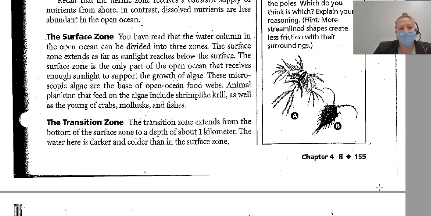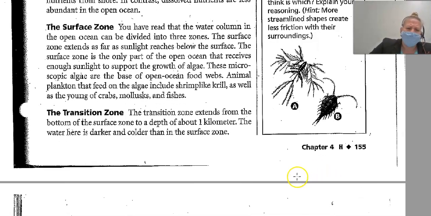The surface zone. You have read that the water column in the open ocean can be divided into three zones. The surface zone extends as far as the sunlight can reach below the surface. The surface zone is the only part of the open ocean that receives enough sunlight to support the growth of algae. The microscopic algae are the base of the open ocean food webs. Animal plankton that feed on the algae include shrimp-like krill, as well as the young of crabs, mollusks, and fishes.